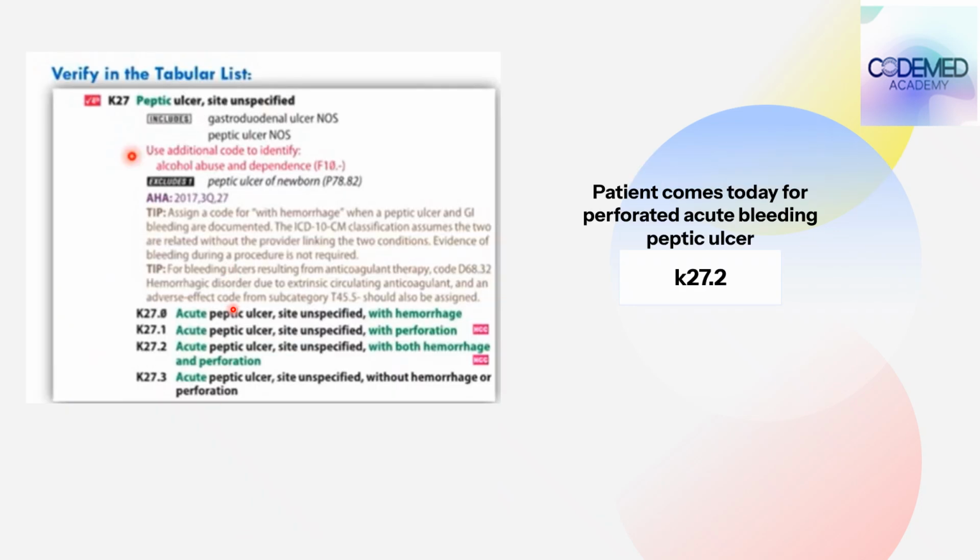So we come to the tabular list, and then we have the code K27.0, which is acute peptic ulcer with hemorrhage, but it is not talking about perforation. This is acute peptic ulcer with perforation, but in our patient it is both. It is the acute peptic ulcer with perforation and hemorrhage, and here it is without hemorrhage and perforation. So the codes are that specific. Now tell me what is the exact code. And yes, K27.2 is the right code, because in our patient we have both the conditions.